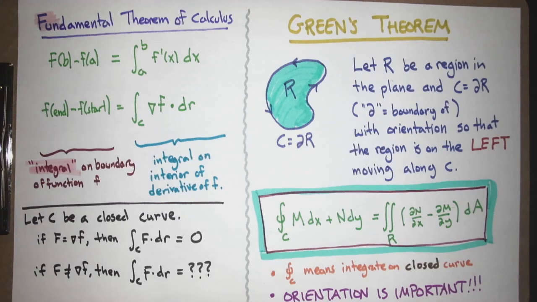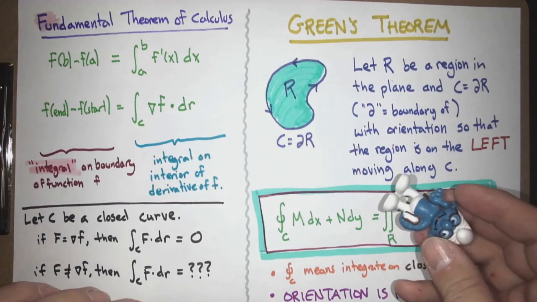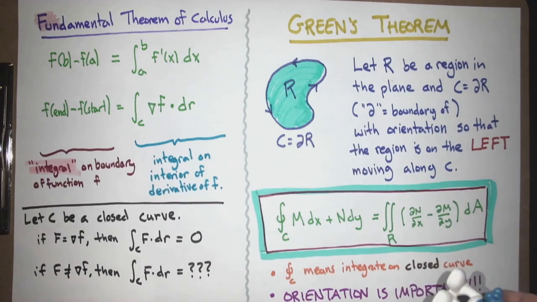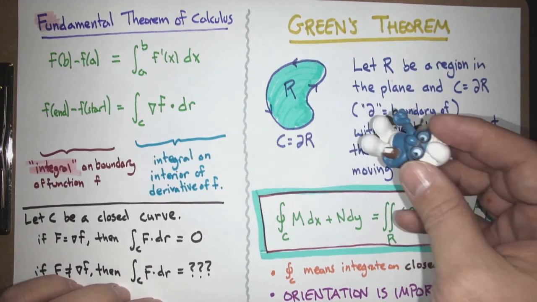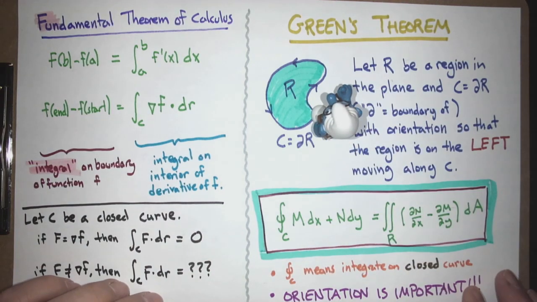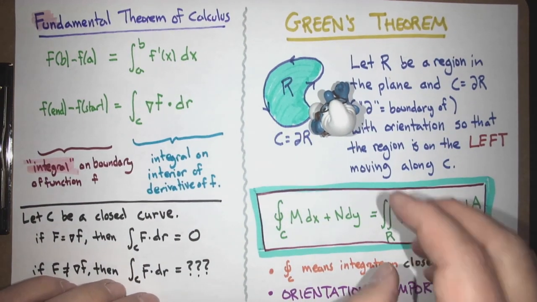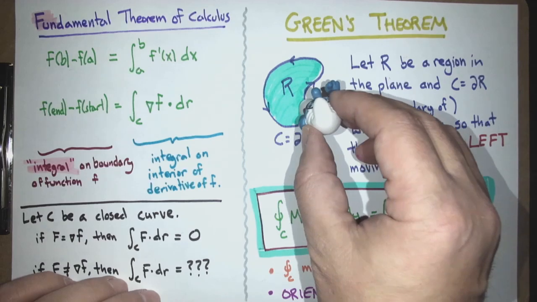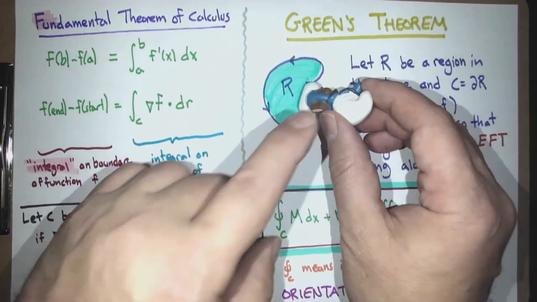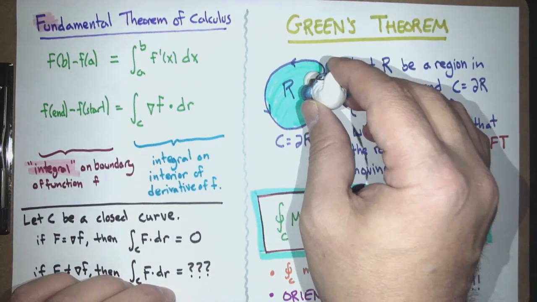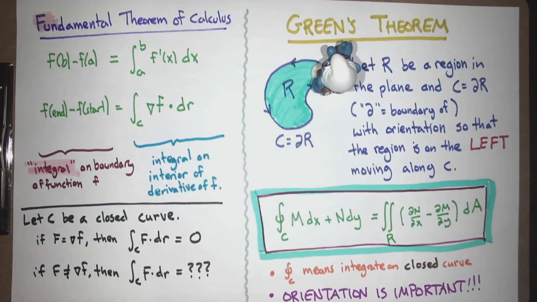So there's an orientation here, and it's going to be very deliberate. So imagine, if you can, I brought a small person with me. I don't know if you're familiar with the Smurfs. This is Brainy Smurf. Imagine you were standing on the plane. Then what you want to do is move along the curve in such a way that your region is on your left-hand side. It's like the song: to the left, when you walk the curve, keep the region to your left.